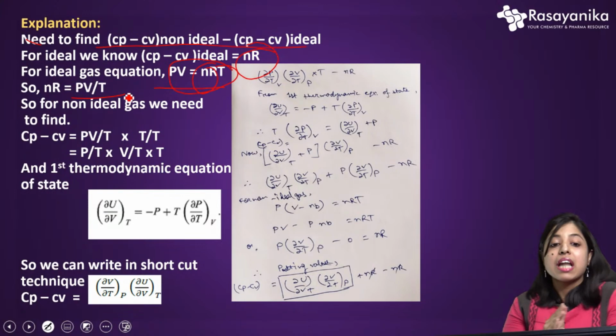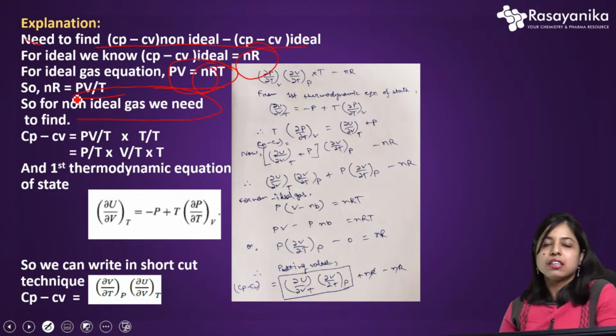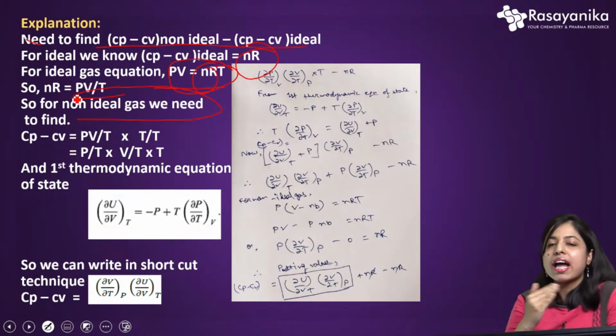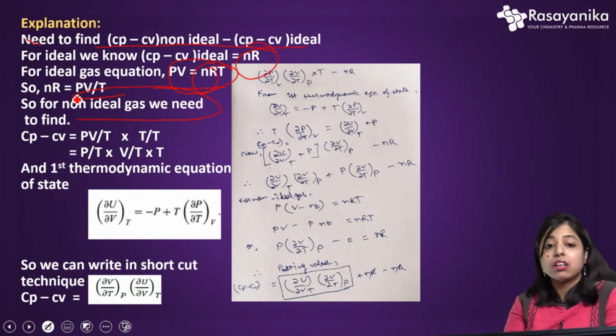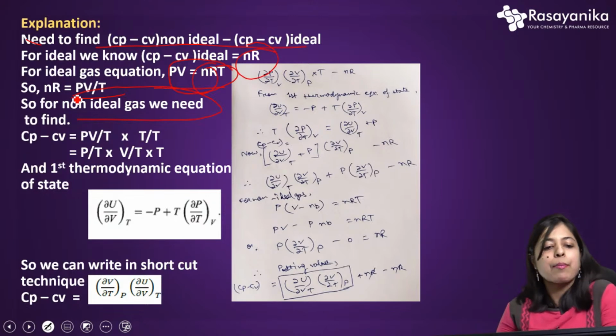Now we need to find Cp minus Cv for the non-ideal gas. So how can we find the non-ideal gas Cp minus Cv value? You can also derive this, and you have been given many derivations, but the problem is that in your examination you will not have much time to derive those things. So you must follow some easy, short technique which you can use in your examination. So how can we write the Cp minus Cv value for a non-ideal gas? Just look at this trick.